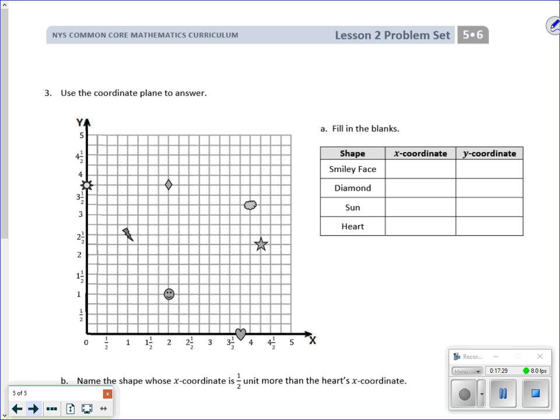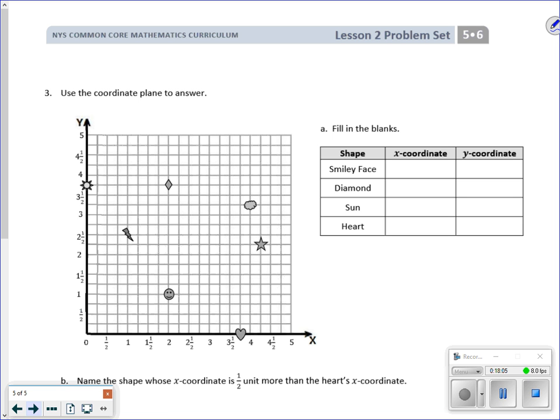Now I want you to see, I'll do this again on another piece of paper. We're going to recreate this grid, but don't get crazy numbering because you see that you've got fractions. So we're going to do this grid, and we're going to sort of recreate this. I want you to write smiley face, diamond, sun, and heart. You do not have to write X coordinate, Y coordinate. We're just going to write the parentheses and what coordinates, where are they found.